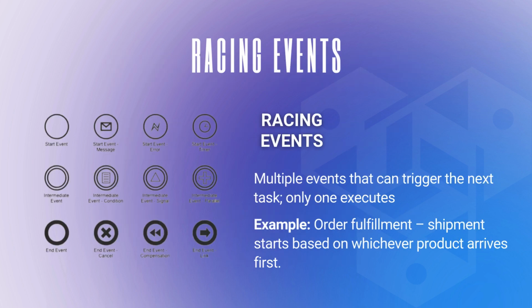Next is racing events. As you can see in the picture, racing events occur when multiple conditions could trigger the next steps in a process, but only one executes based on which condition happens first. For instance, in order fulfillment, the process can move forward with shipment based on whichever product arrives first. This approach keeps the process agile and responsive.